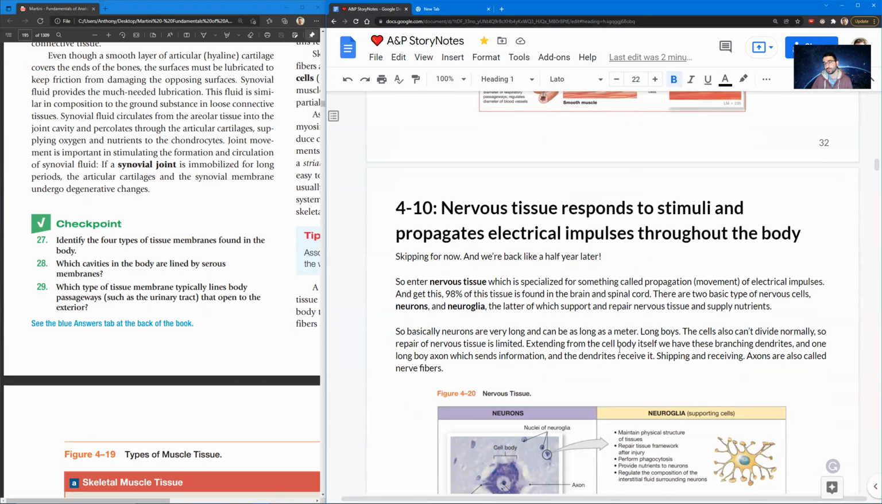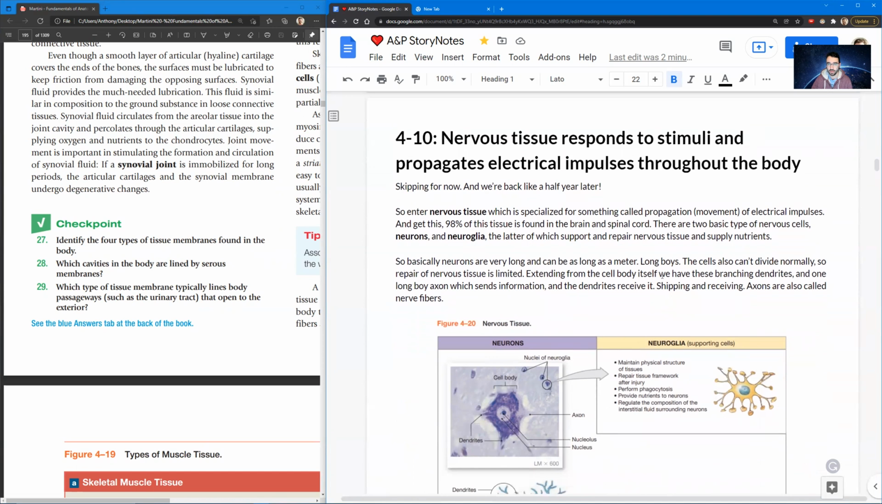The last type of tissue here, finally, is called nervous tissue. All right. It's specialized for something called propagation, which is the movement of electrical impulses via ions and electrons. And 98% of this tissue is found in the brain and the spinal cord, with only the other 2% found in the peripheral nervous system. All right. 2 types of nervous cells. You have the neurons and the supporting neuroglia, which supports and repairs that nervous tissue and supplies nutrients.